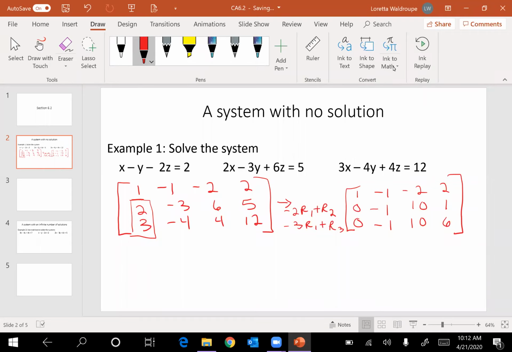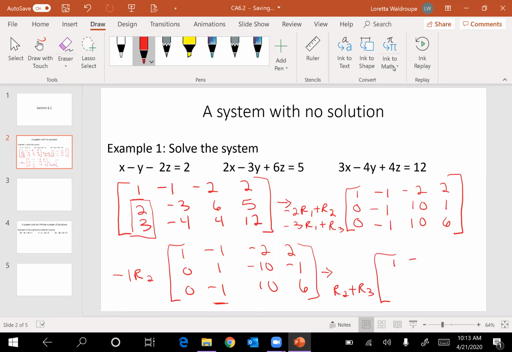All right, now I want to make my second column, the middle number, a 1. So I'm going to do negative 1 times row 2. So row 1 stays the same. Row 2 changes signs. Now I need my 0 underneath right here, so I can get that by adding row 2 and row 3.